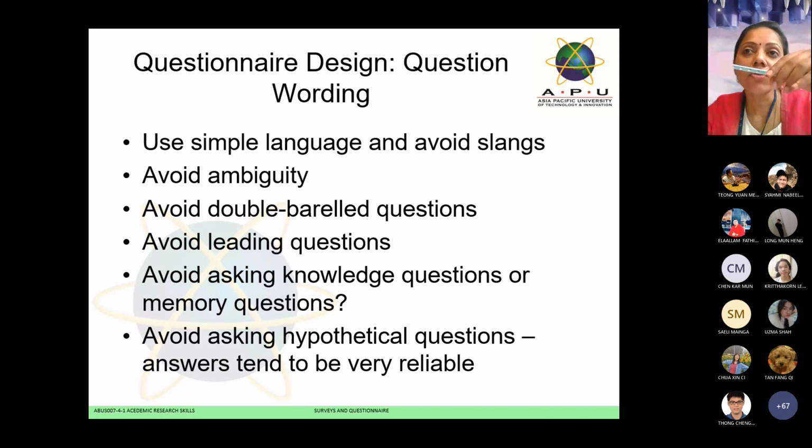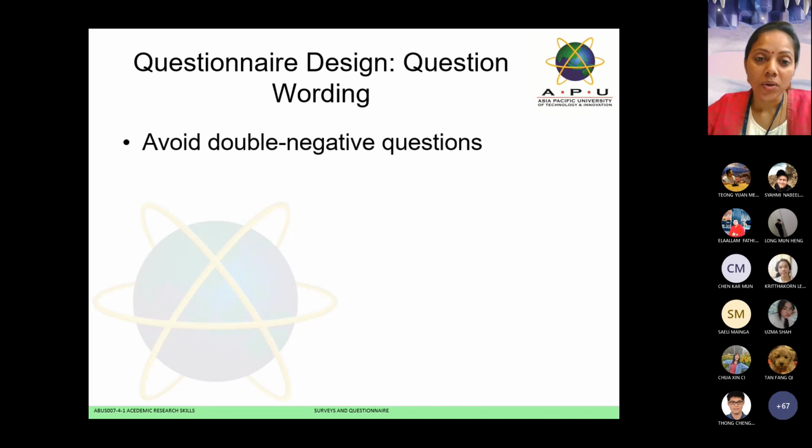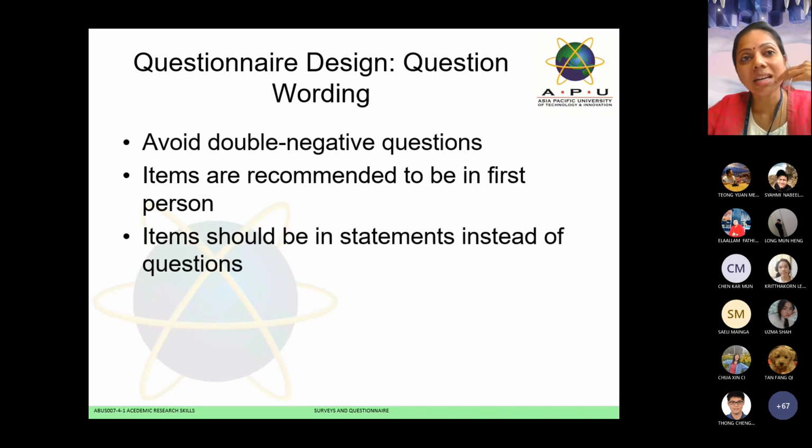Like, if you go to school, would you like to drive or walk? First and foremost, I don't even want to go to school. So these are double-barrel questions. You've got two elements in one statement. Avoid that because your respondents cannot say yes or no. Okay, so don't ask double negative questions. What does it mean to be not unsuccessful? Too much of that negative prefix there. Avoid.